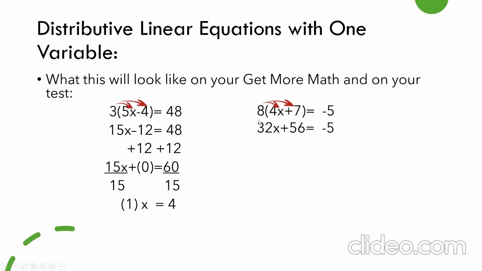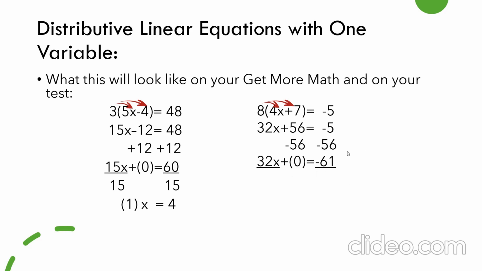Next up, we have to get the variable by itself. It's 32x plus 56. So the opposite is going to be to subtract 56 from both sides. After we subtract, it'll be 32x plus 0, because the 56's have canceled out, is equal to negative 61.